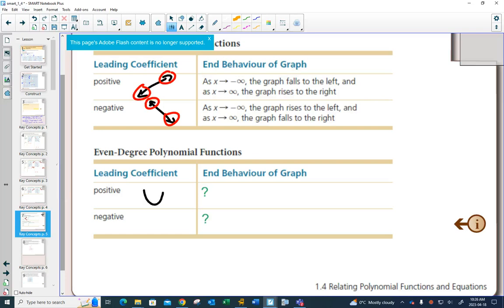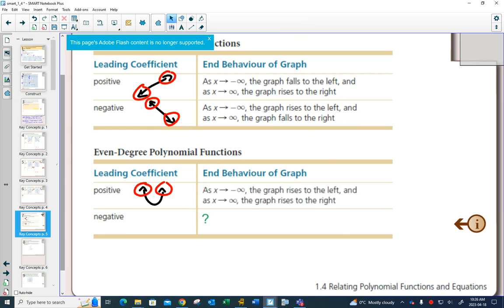How much easier is it to remember the parabola and say, oh, that's my end behavior, rather than this. Same thing, if an even is negative, I think of a negative parabola. There's my end behavior. That's a lot easier than that.